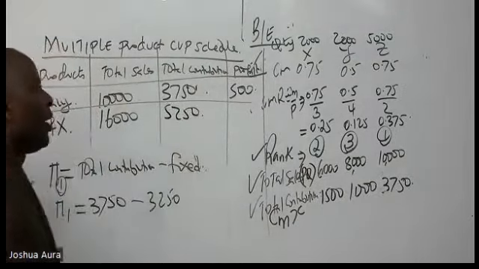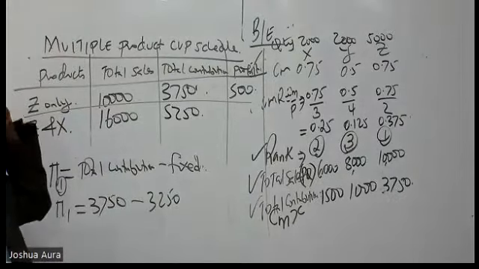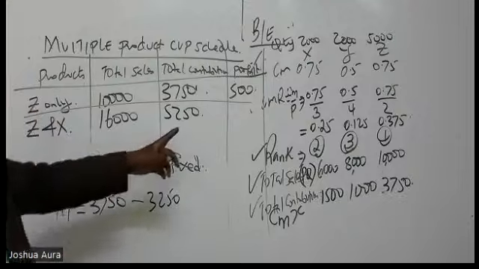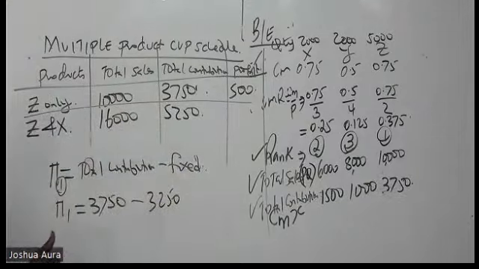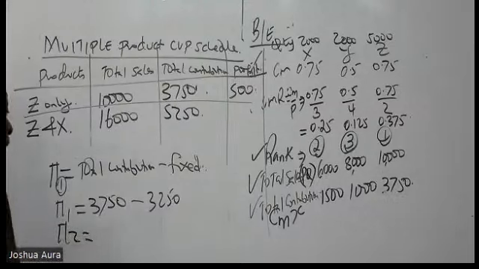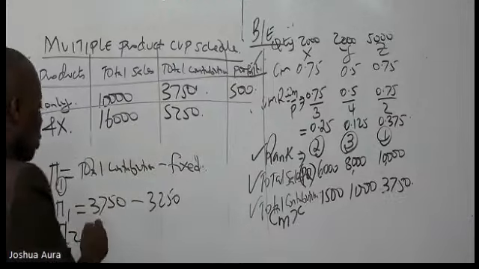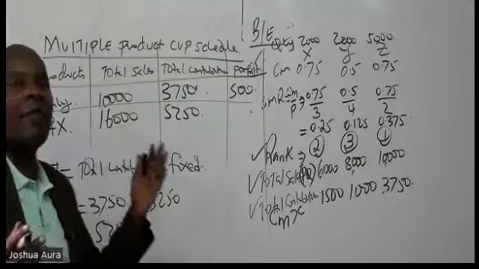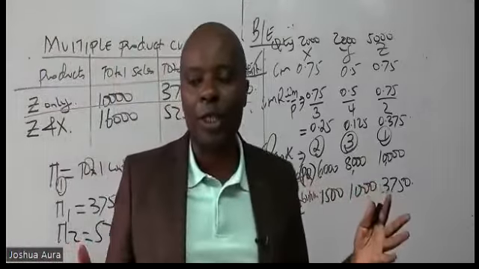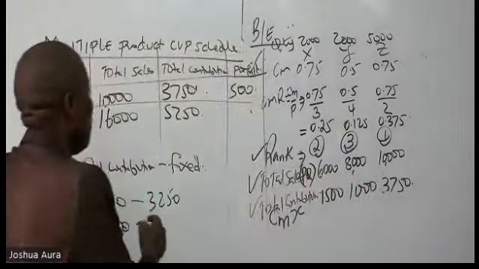Thank you very much. Ladies and gentlemen, after that, I would want you guys to go ahead and give me the profit now to be generated. We know how profit is calculated. To get the second profit, I'll take total contribution, which is 5250, minus the fixed cost, which is ever fixed. Fixed cost, which is 3250.